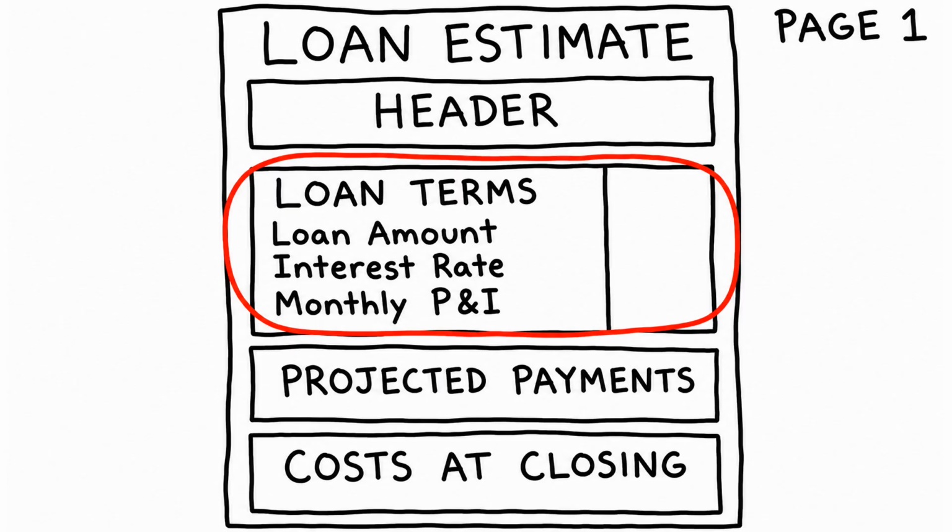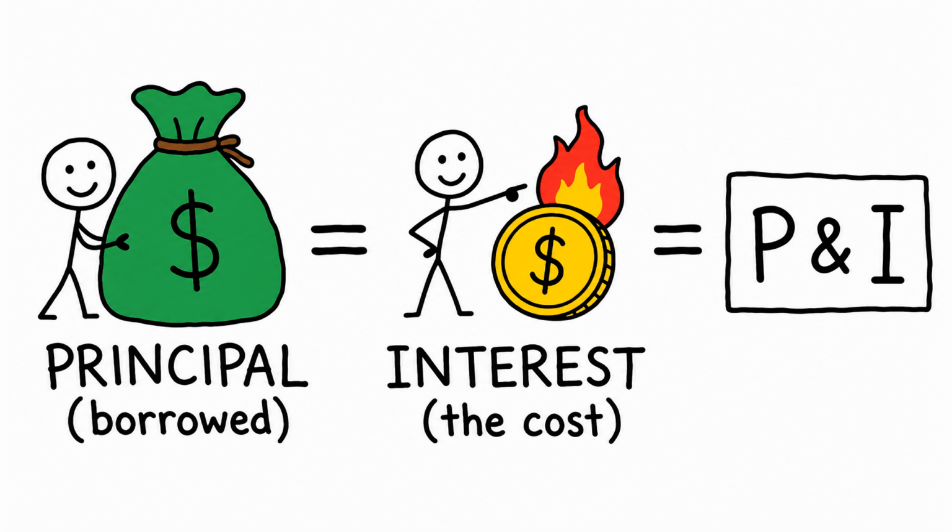Below that is the loan terms box, and this one matters. It shows your loan amount, the money you're borrowing, your interest rate, the yearly rate charged on the money you borrow before any fees, and your monthly principal and interest. Principal is the amount you borrowed. Interest is the cost of borrowing it. So this line is the part of your payment that covers both.